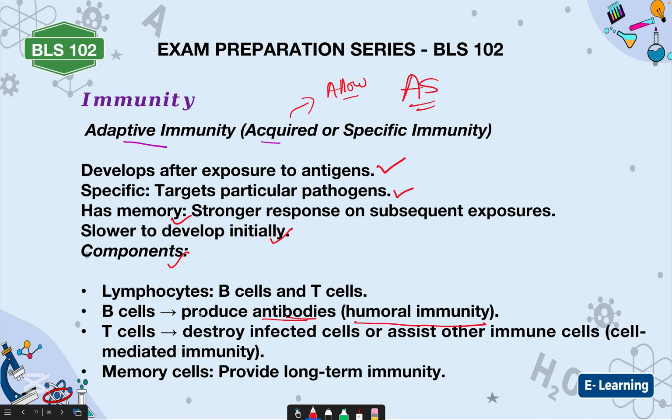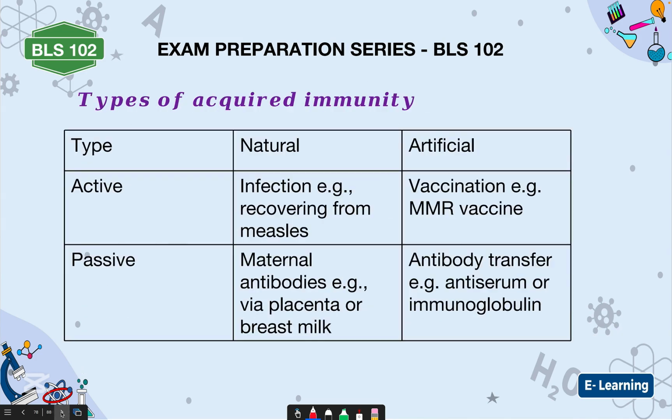So these are the components of adaptive immunity. We have the lymphocytes, the B lymphocyte and the T lymphocyte. The B lymphocytes are the ones that produce antibodies, which is humoral immunity. So when you hear B cells, humoral immunity has to do with what? The B cell. T cells, they destroy infected cells or assist other immune cells, which is cell-mediated immunity. And then memory cells, they provide long-term immunity. Are you getting it? So that is that.